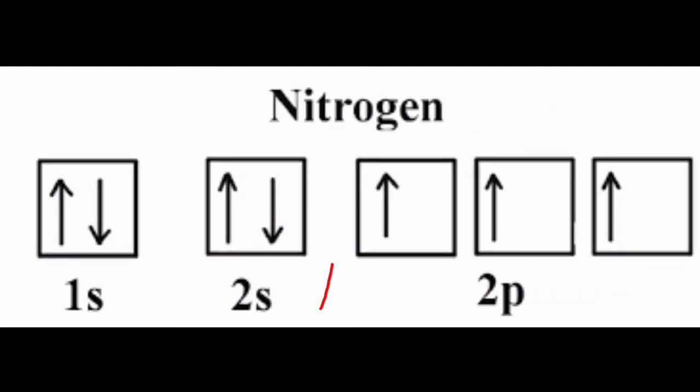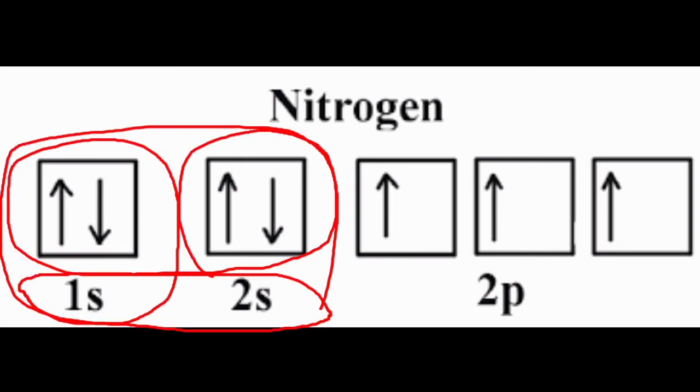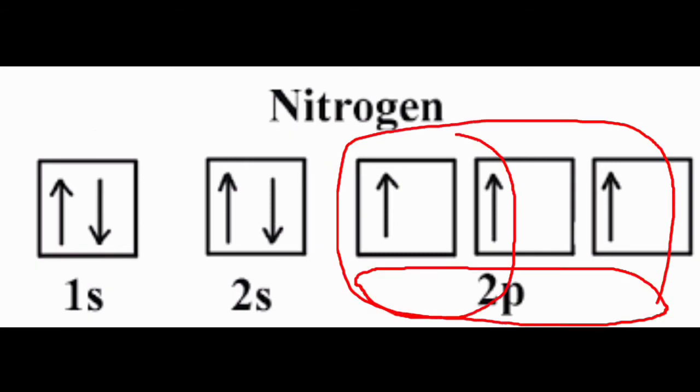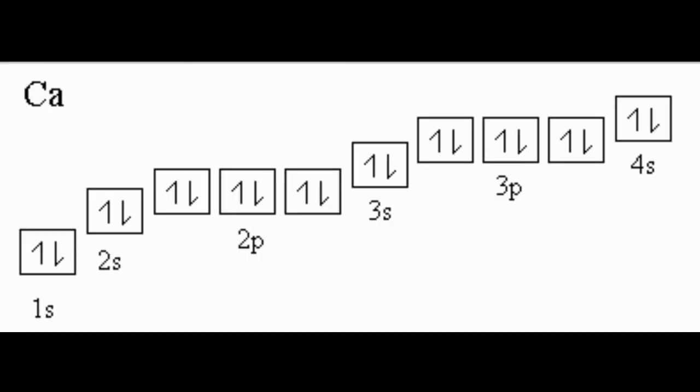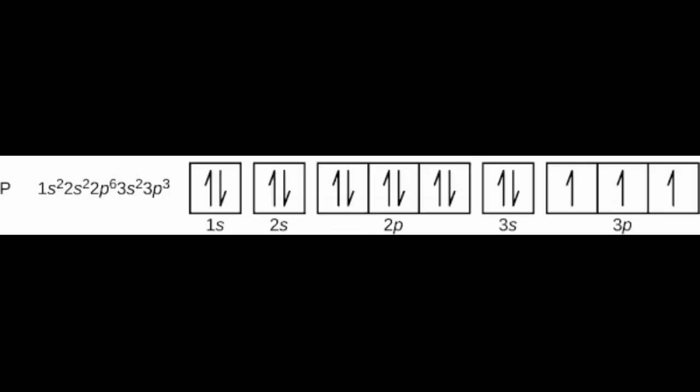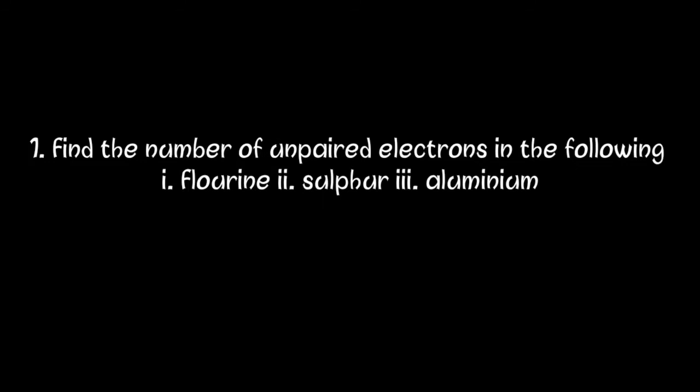For nitrogen, the s orbitals are paired, the p orbitals are not, giving rise to 2 paired electrons and 3 unpaired electrons. If we go for the calcium, calcium has no unpaired electrons. It has 10 paired electrons. If we go for phosphorus, which is just like nitrogen, but has 6 paired electrons and 3 unpaired electrons, then I would like you to try the following questions.